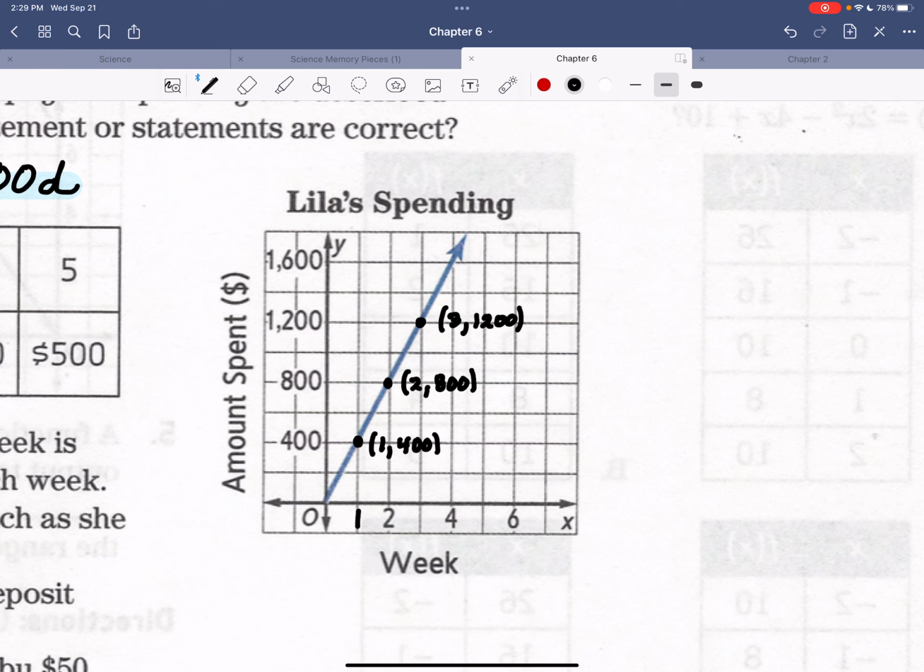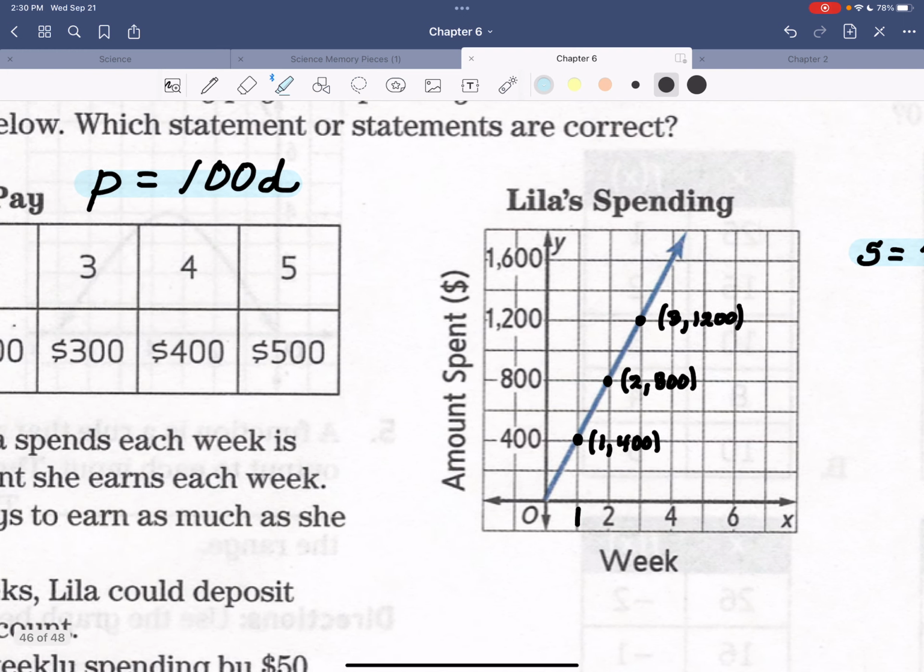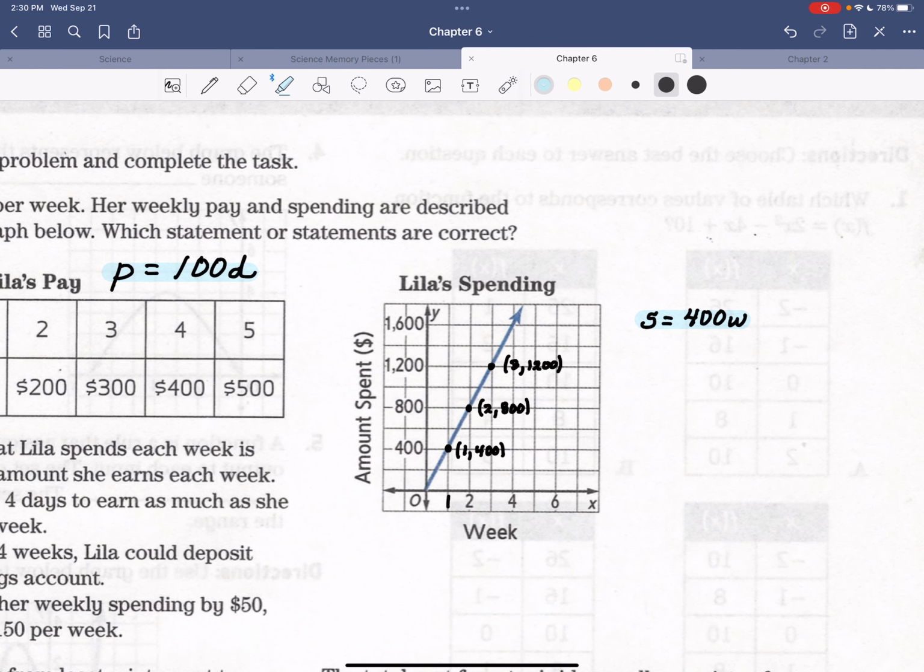Be careful here, guys, because her spending is $400 per week. Do you see what my problem is? Her pay is given to us in terms of days. Her spending is given to us in terms of weeks. So that's very important to notice. In 1 work week, she makes $500.